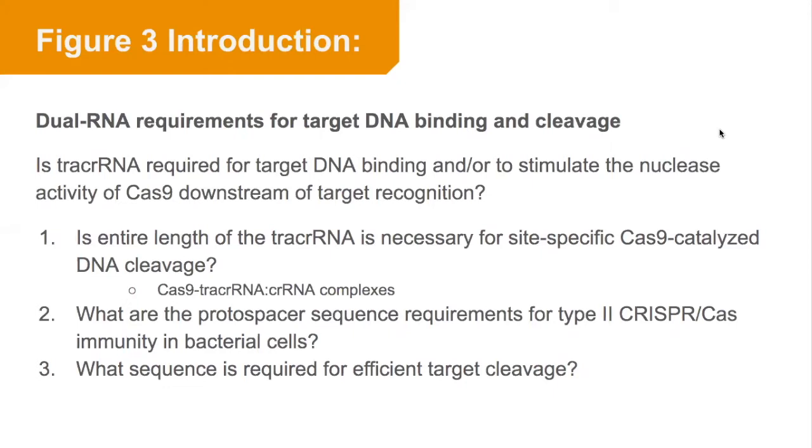The next question is, what are the protospacer sequence requirements for type 2 CRISPR/Cas immunity in bacterial cells? And this question will be addressed in figure 3D. And the final sub-question I found addressed was, what specific sequence is required for efficient target cleavage? And that will be addressed in figure 3E.